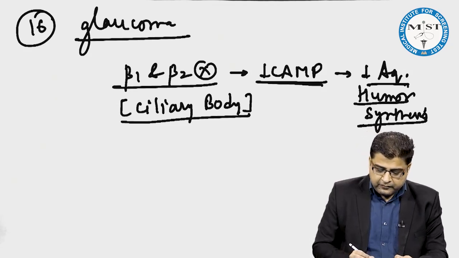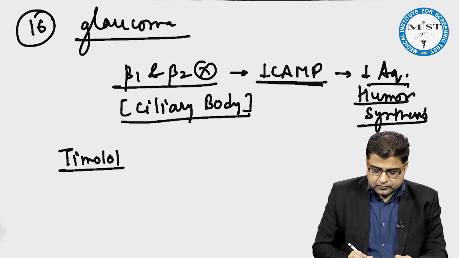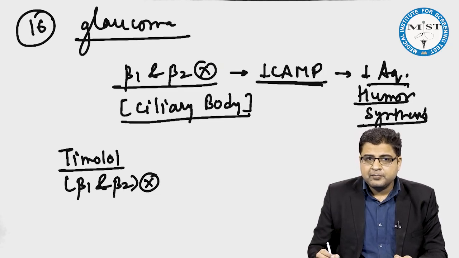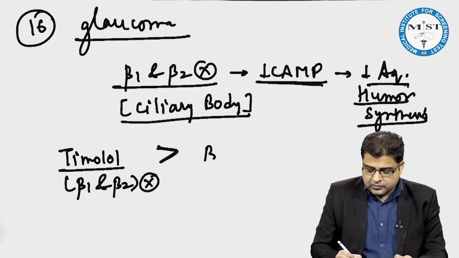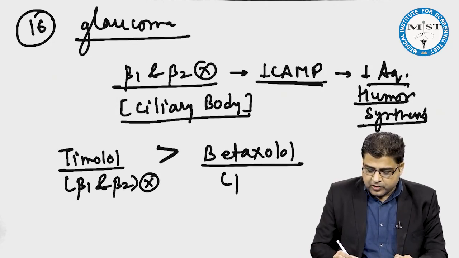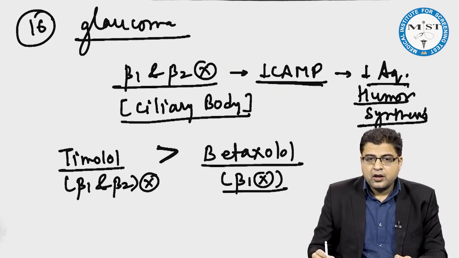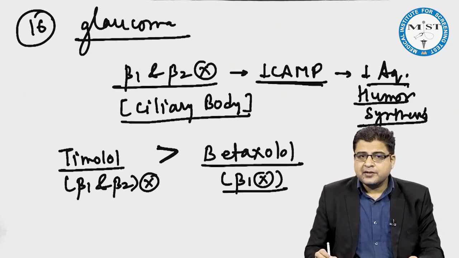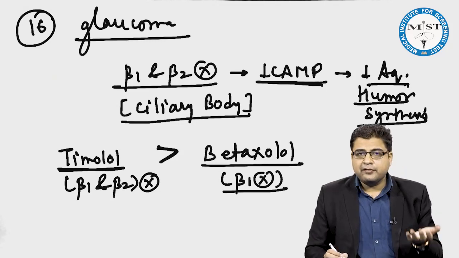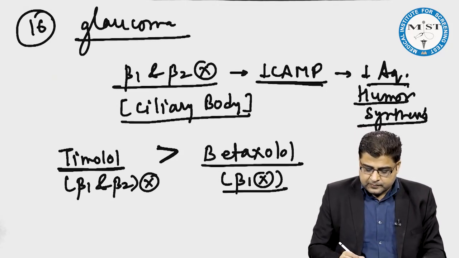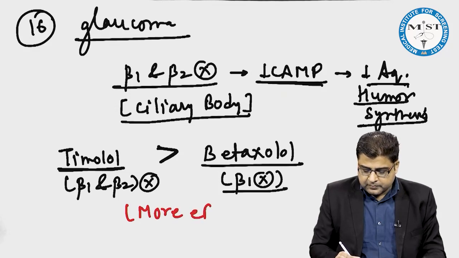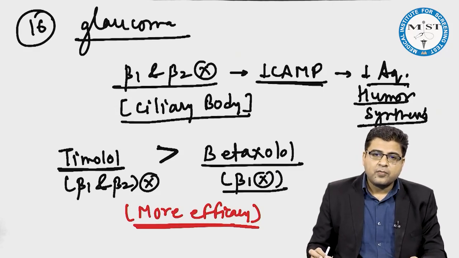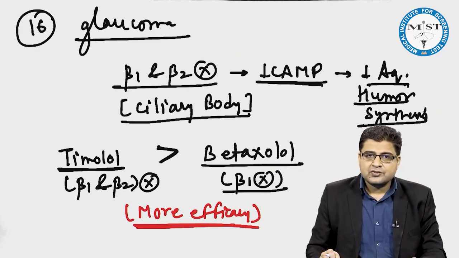Now for the treatment of glaucoma, we have the option to use timolol, which is a blocker of both beta 1 and beta 2, but we can also use a medicine known as betaxolol. This is a specific blocker of only beta 1 receptor. Now because both receptors are present on the ciliary body, timolol is a drug which has more efficacy. So this medicine is more efficacious than betaxolol for the treatment of glaucoma. So that is all about indications of beta blockers.